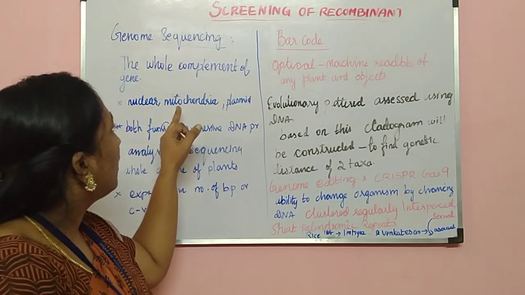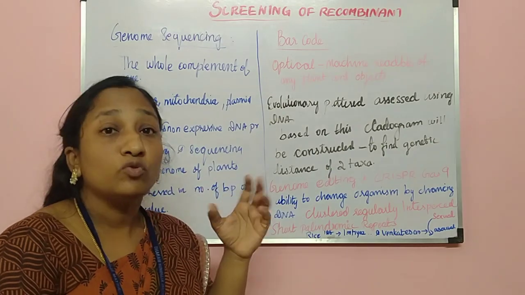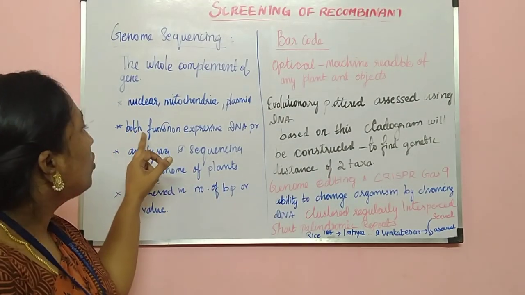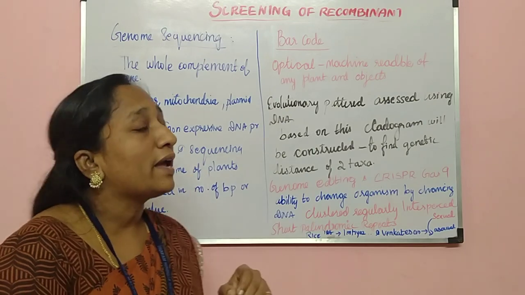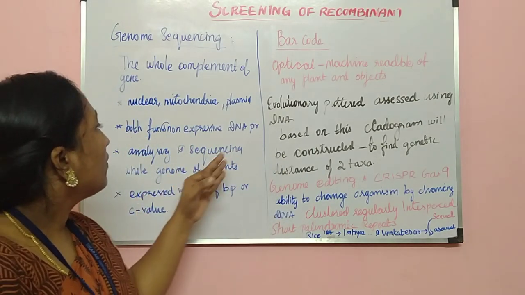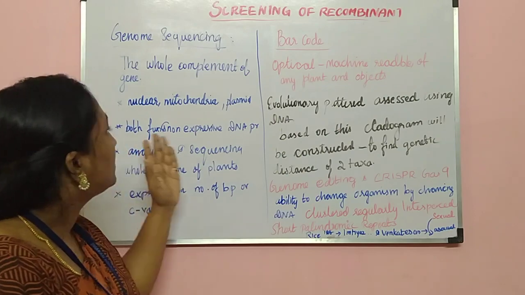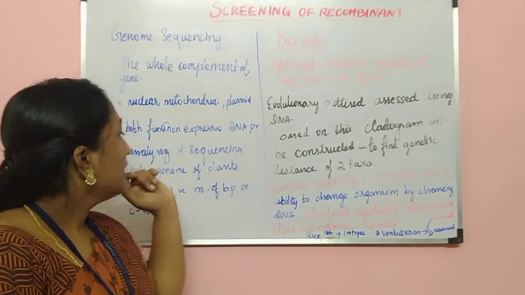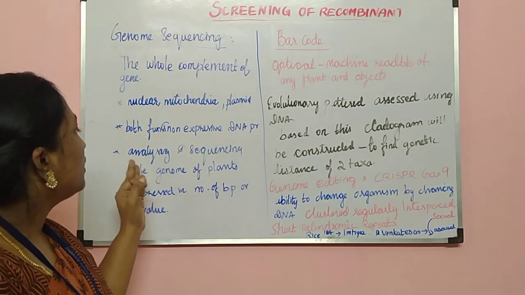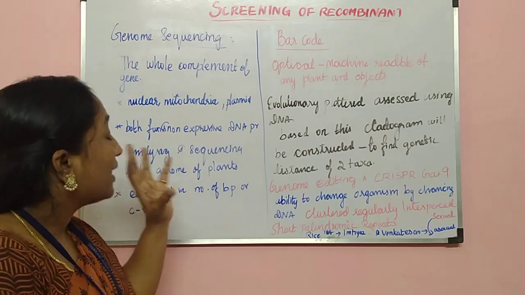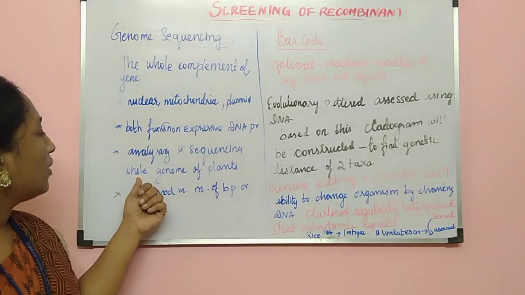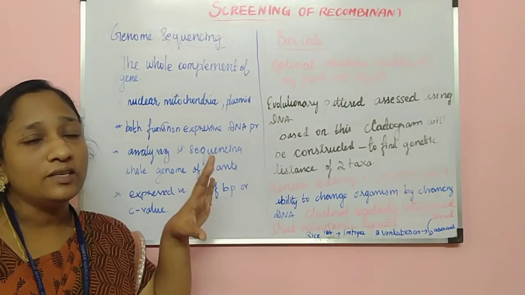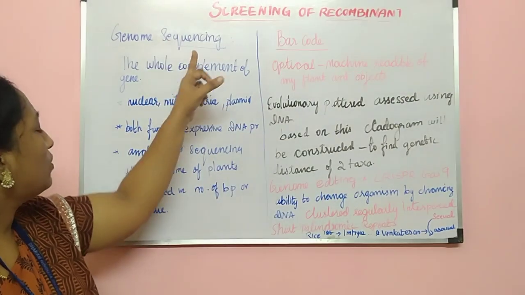Nuclear, mitochondrial and plasmid genomes are also included in that. Genome sequencing includes both functional DNA and non-expressive DNA that does not code for protein. Next, as I said, it is analyzed. We have to analyze the genome and sequence the whole genome of the plant. That is the main target of genome sequencing.